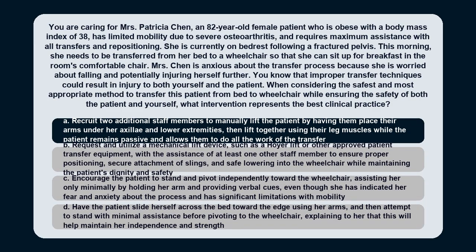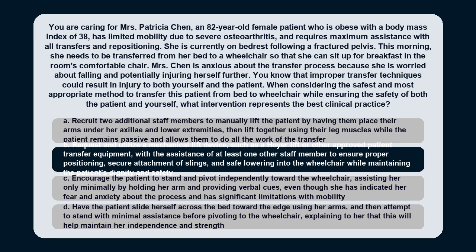Option A. Recruit 2 additional staff members to manually lift the patient by having them place their arms under her axillae and lower extremities. Then lift together using their leg muscles while the patient remains passive and allows them to do all the work of the transfer. Option B. Request and utilize a mechanical lift device, such as a Hoyer lift or other approved patient transfer equipment, with the assistance of at least one other staff member to ensure proper positioning, secure attachment of slings, and safe lowering into the wheelchair while maintaining the patient's dignity and safety.